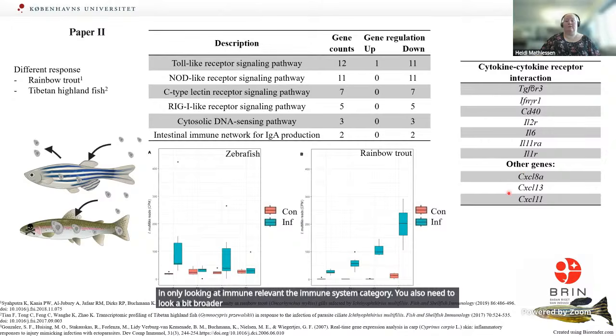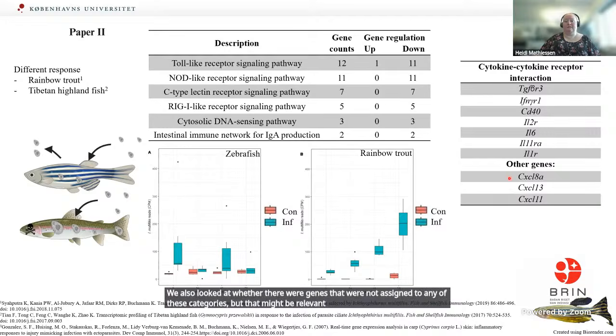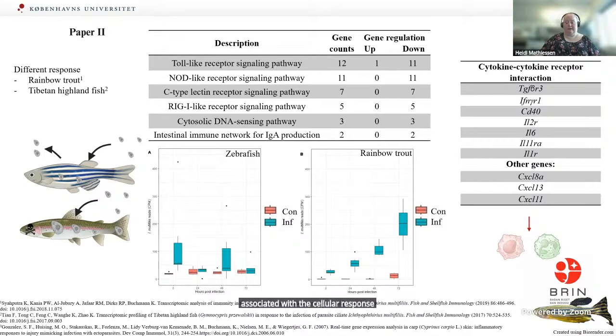We also looked at whether there were genes that were not assigned to any of these categories, but that might be relevant. And what we saw was that CXCL8A, CXCL13, and CXCL11 were actually significantly upregulated. And that's rather interesting because they're all associated with the cellular response, highlighting again the difference and the importance of these.